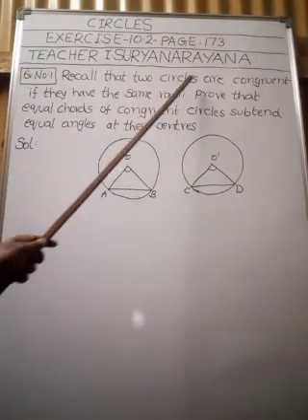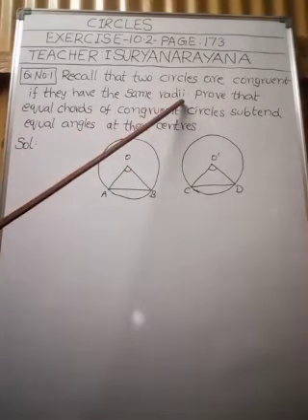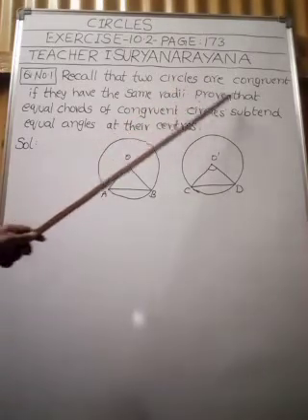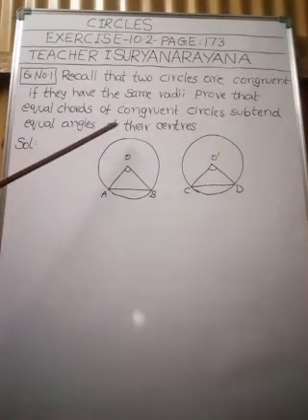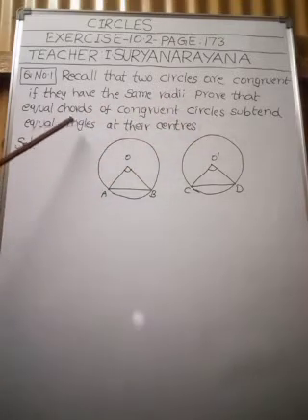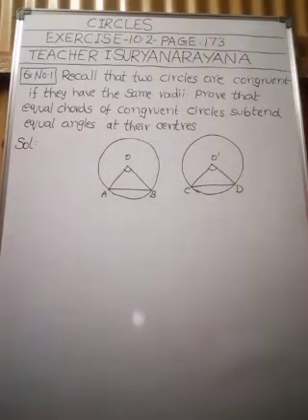Recall that two circles are congruent if they have the same radii. Okay, my dear children, do you remember this point? If two circles are of equal radii, the two circles are said to be congruent. Prove that equal chords of congruent circles subtend equal angles at their centers. We have to prove that the equal chords of congruent circles subtend equal angles at their centers. Understood this question? Right. Now come to the solution part.